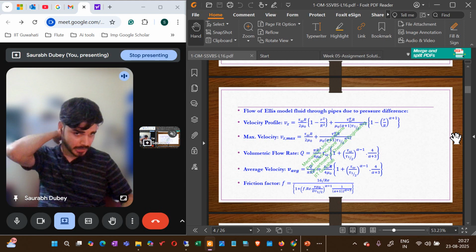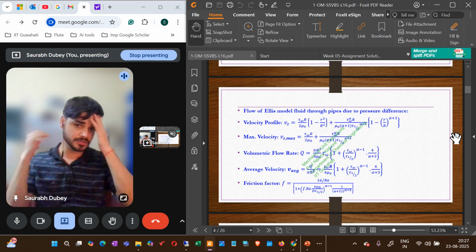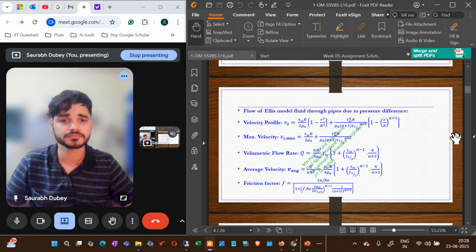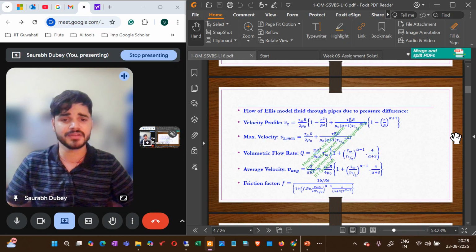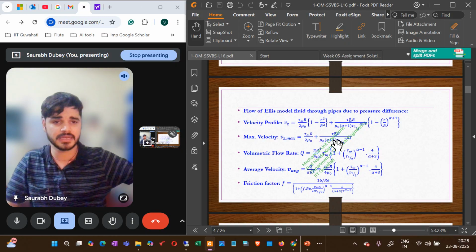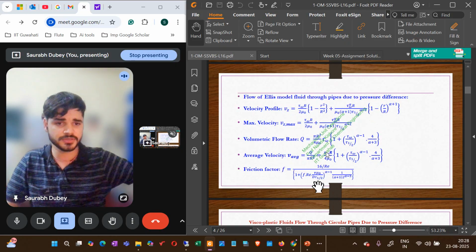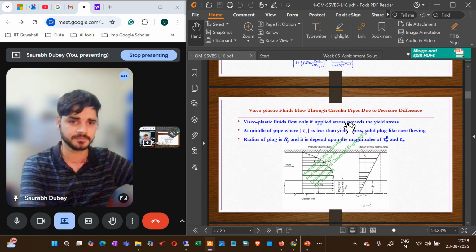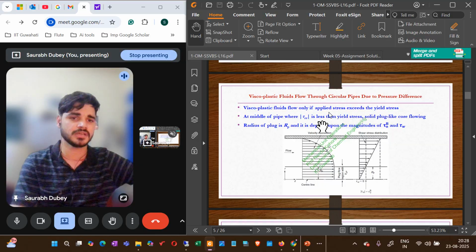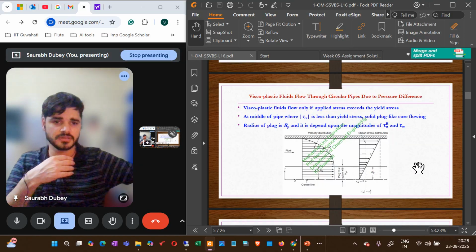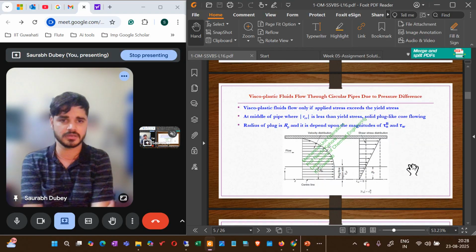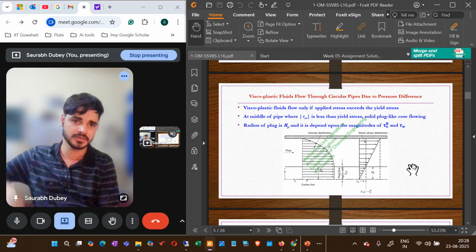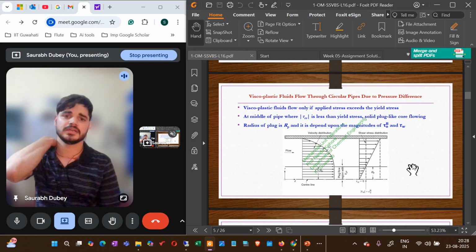Similar expressions you derive for the Ellis flow also: velocity profile, maximum velocity, volumetric flow rate, average velocity, and the friction factor for the Ellis. So these expressions you may practice with. This is for the viscoplastic fluids, which is this Ellis model kind of thing.